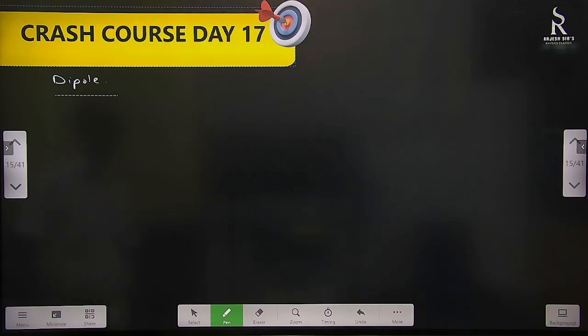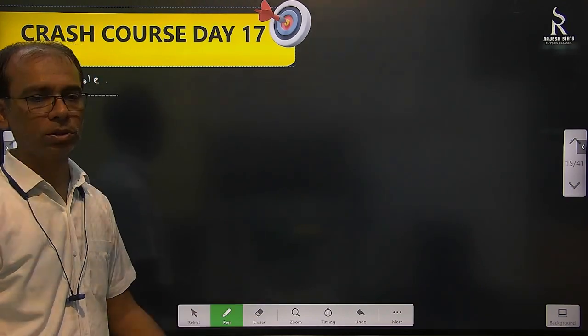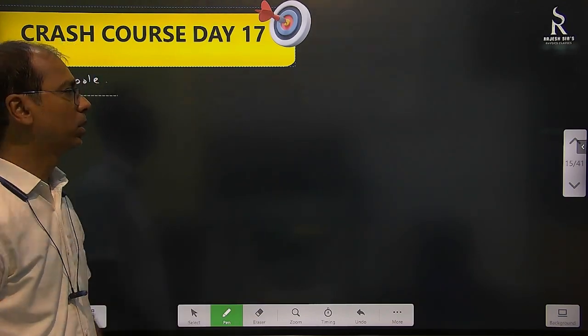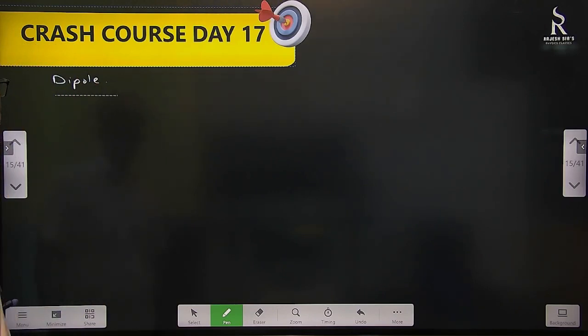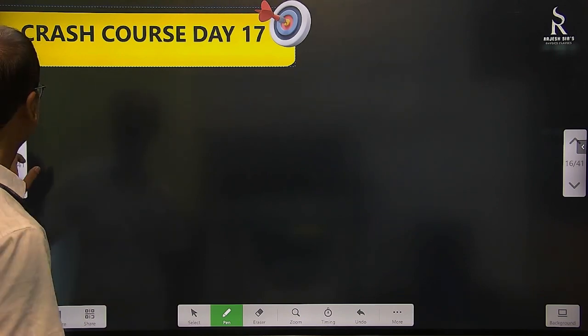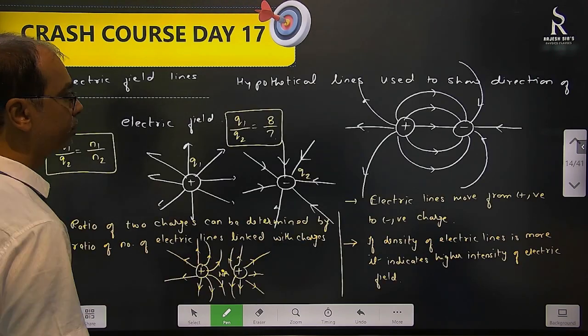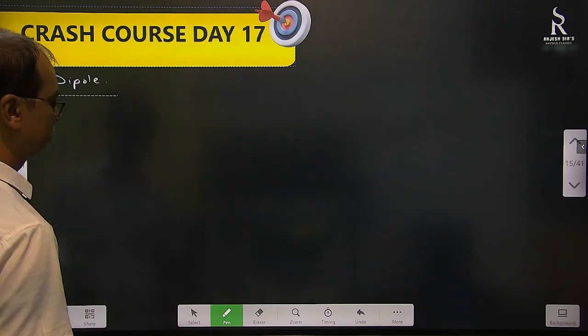Then there are certain objects whose electric lines of force we should remember. That we will see in Gauss law. And there also I will tell you the electric field due to a ring, the formula we should remember. We have seen that in gravitation also. So here only I will tell you the electric field due to a ring.